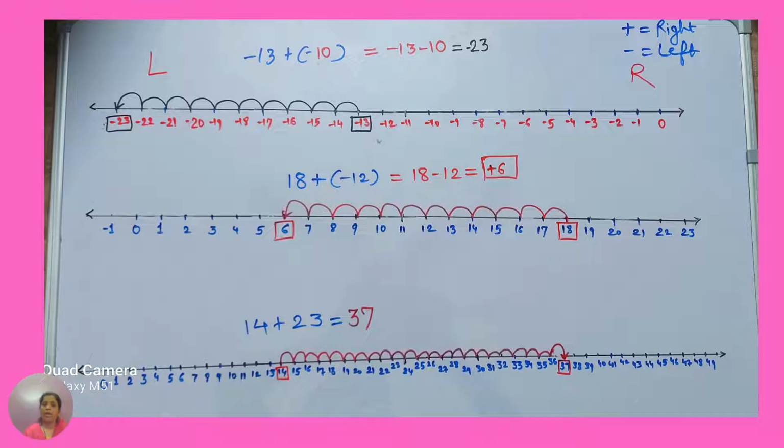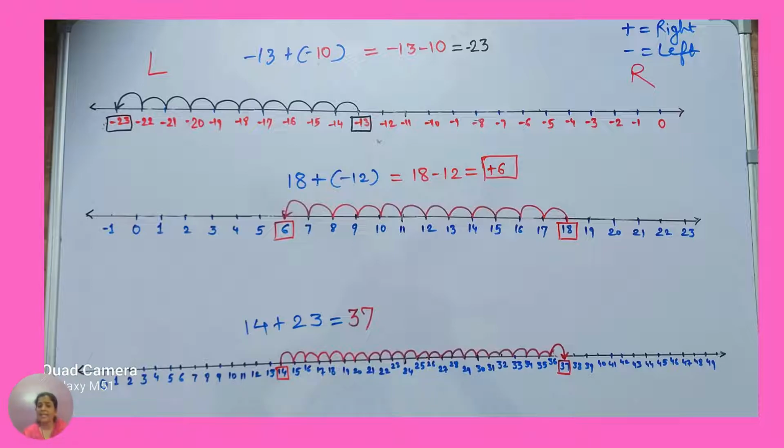Now next sum. 18 plus minus 12 is equal to: 18 will stay as it is. Second step: whenever there are two signs in between, you must take the second step. Now plus minus you have to do, and then 12 will come here.